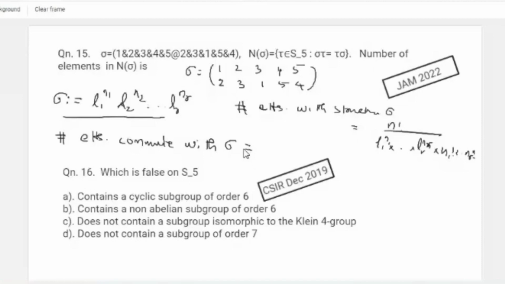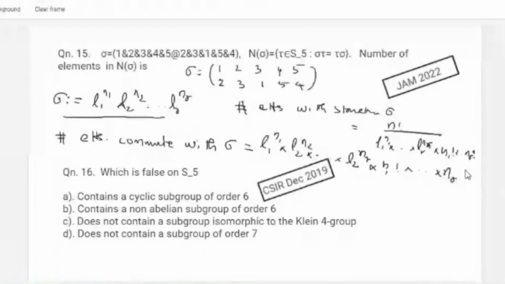This is L1 raised to N1 into L2 raised to N2 into etc., LR raised to NR into N. What is the denominator of this one? That is exactly N1 factorial into etc., NR factorial. Okay. If we want to compute the number of elements which commute with an element having this structure, this is just this number.